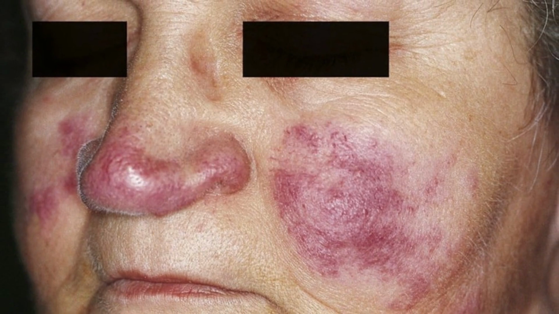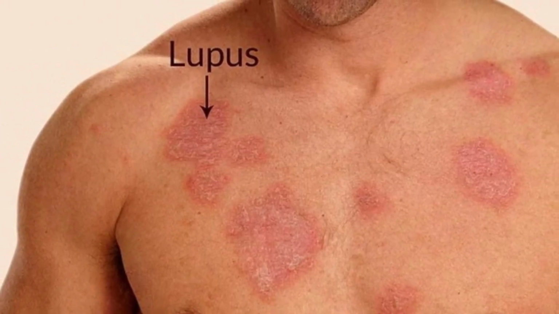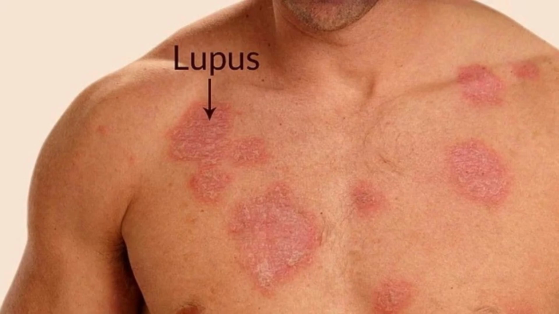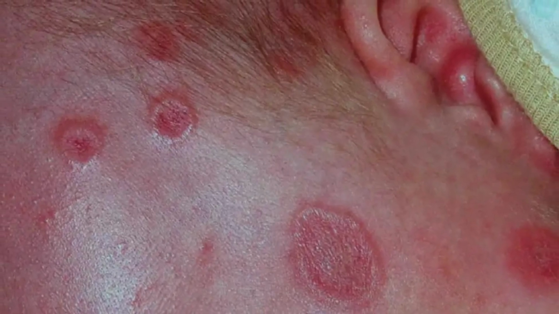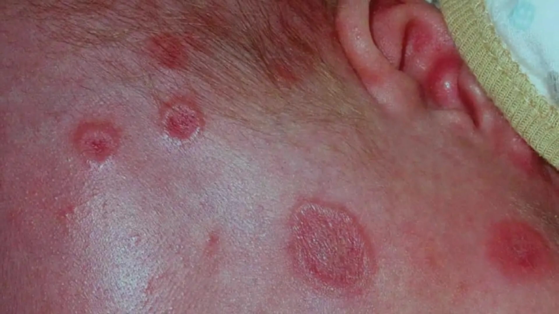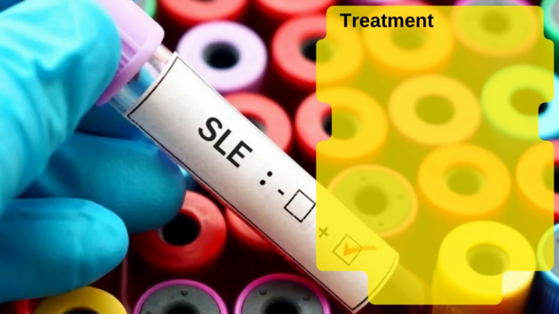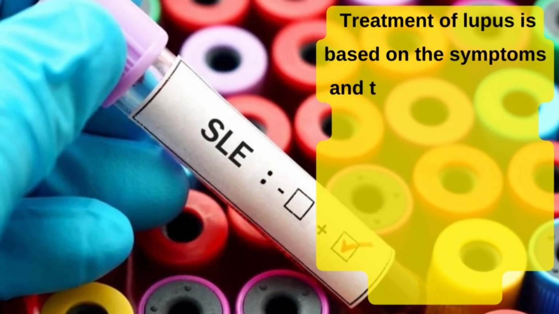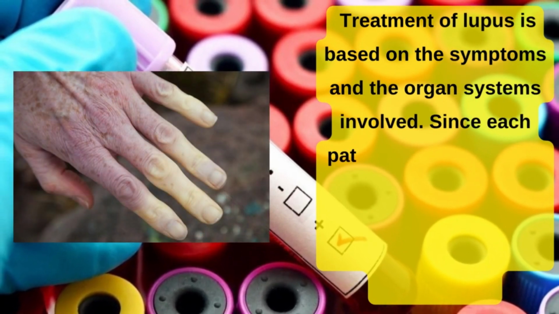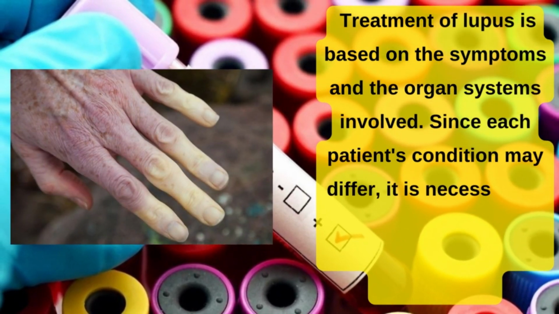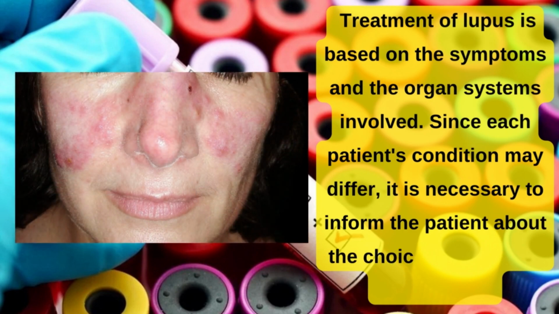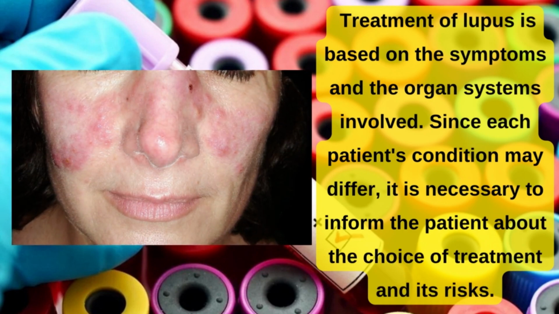There is no definitive cure for lupus. Treatment is aimed at stopping the progression of the disease, preventing life-threatening complications, and relieving symptoms. Therefore, early diagnosis is of great importance because it is not possible to reverse advanced disease. Treatment of lupus is based on the symptoms and the organ systems involved, since each patient's condition may differ. It is necessary to inform the patient about the choice of treatment and its risks.